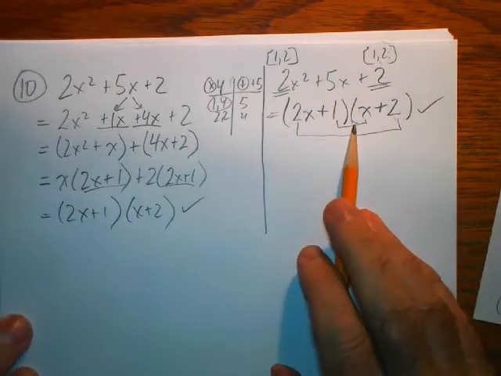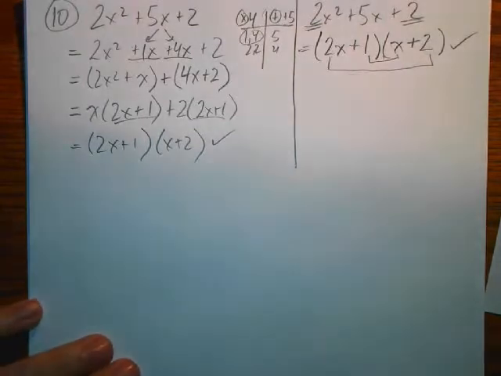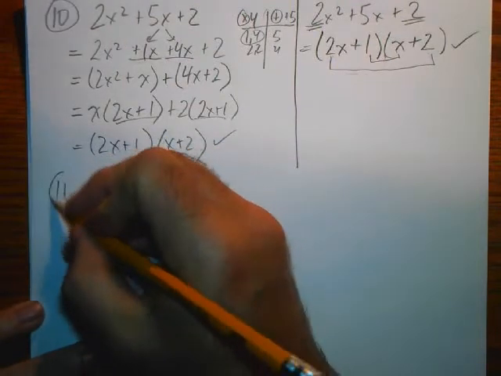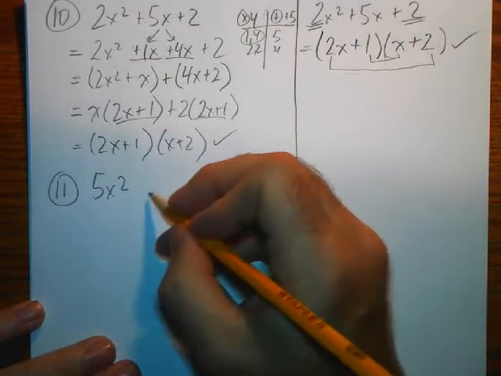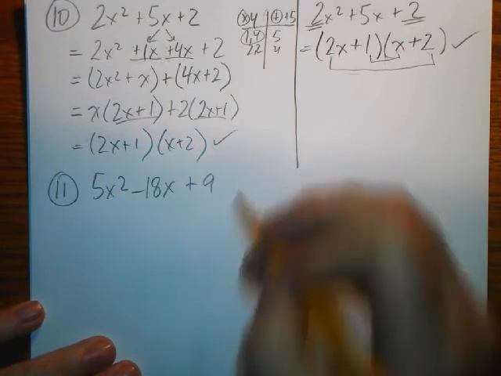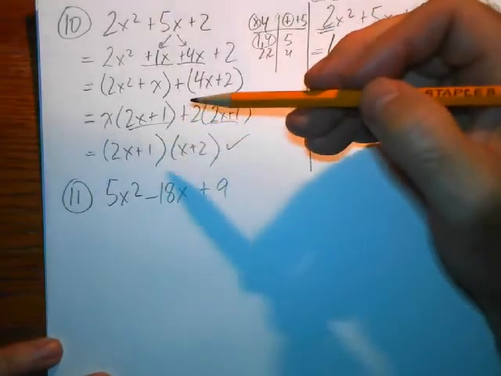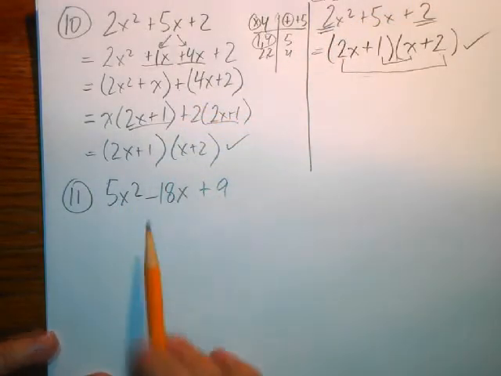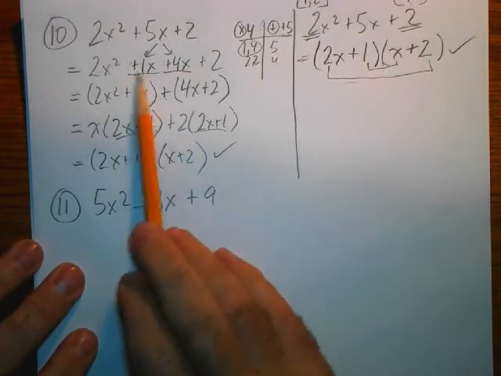Okay, let's try some more. We've got number 11, so we've got 5x squared minus 18x plus 9. This one, the numbers are a little bigger. You could do the same thing here, but the problem is once you start getting bigger numbers using the decomposition method, the numbers you're looking for are going to multiply to 45 and add to 18. So it does get trickier with the bigger numbers.